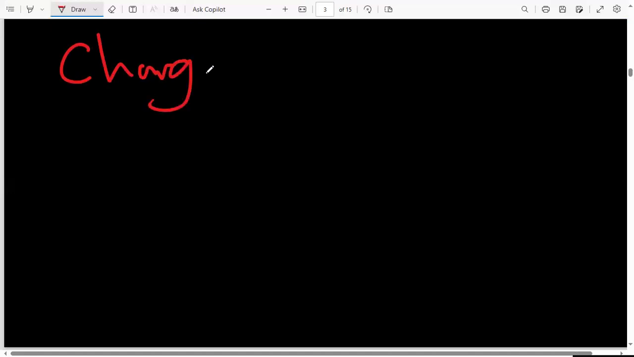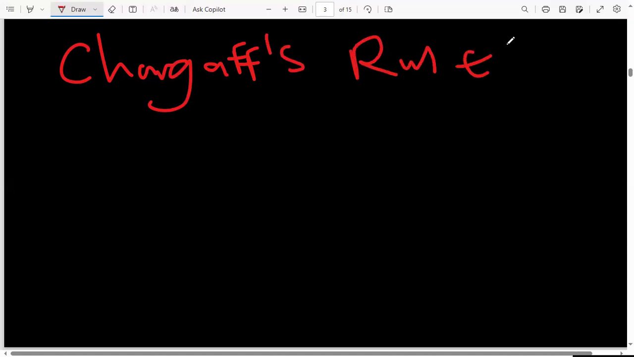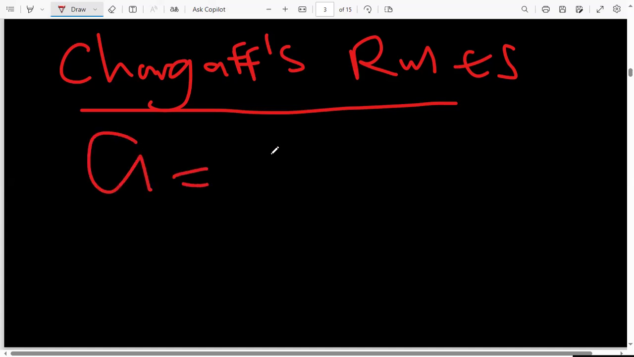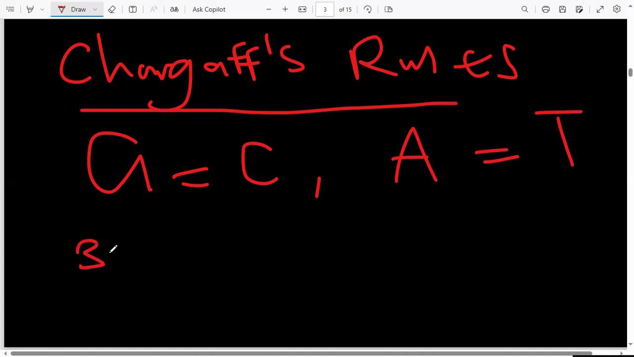So this man here, Chargaff, was one of the most important people in the discovery of DNA. He made a rule that the amount of guanine in double-stranded DNA is always equal to the amount of cytosine, and the amount of adenine is always equal to the amount of thymine. So the amount of G is always equal to C, and the amount of A is always equal to T.